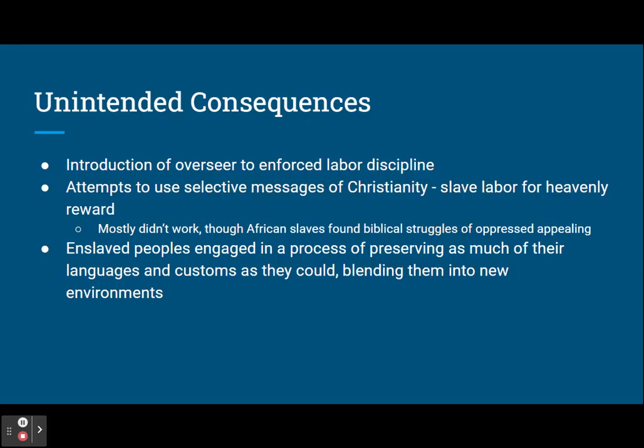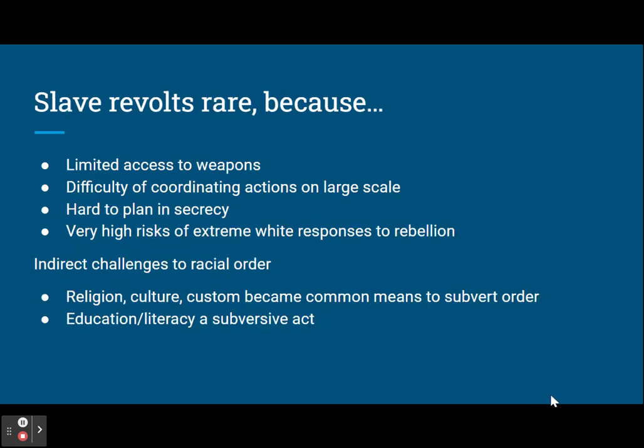Enslaved peoples also engaged in a process of preserving, as I already said, their languages and customs as much as they could, and they often blended them into new environments. Slave revolts were pretty rare overall because there was limited access to weapons. It was very difficult to coordinate actions on a large scale. Plantations were far between. It was very hard to plan in secrecy because of limits on assembly. And they were extremely high risk. The white responses to rebellion were extreme and very, very dangerous.